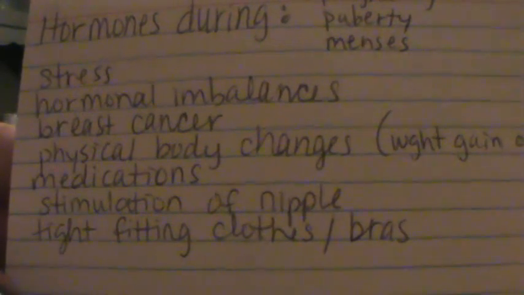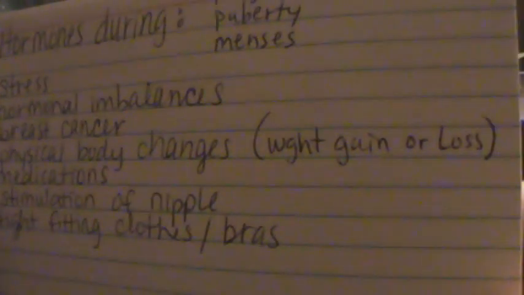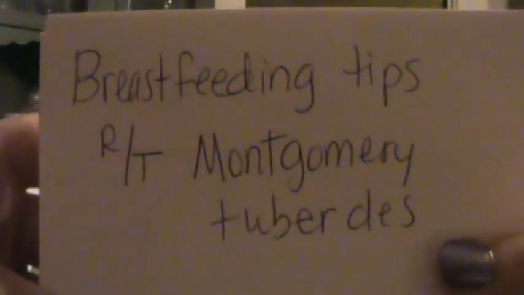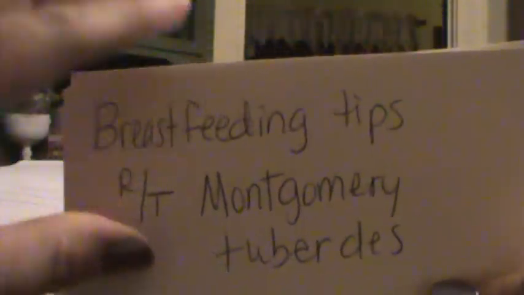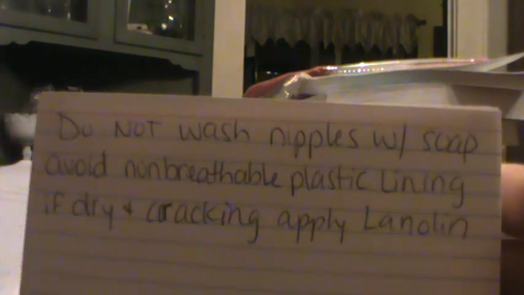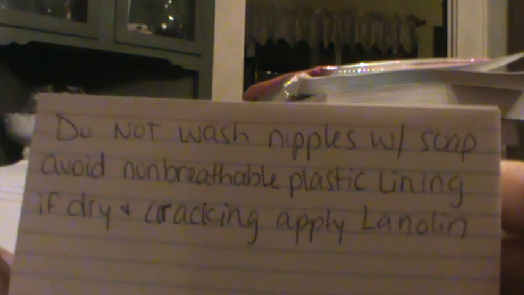And then we have stress, hormonal imbalances, breast cancer, physical body changes such as weight gain or weight loss, medications, stimulation of the nipple, tight-fitting clothes or bras. Breastfeeding tips related to Montgomery tubercles: do not wash the nipples with soap. Avoid non-breathable plastic lining in clothes and bras. If dry and cracking on the areola, then apply lanolin.